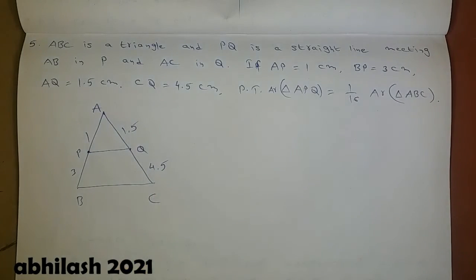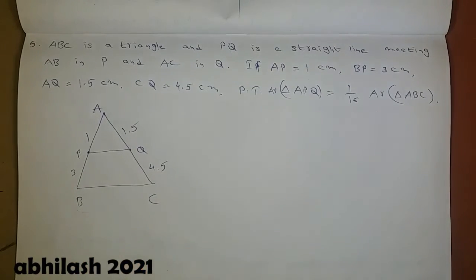Then prove that the area of triangle APQ, that is the smaller triangle, is equal to 1 by 16 of the area of the total triangle ABC. So before going to that, first we need to show that these two triangles are similar to each other, that is the smaller triangle APQ and the bigger triangle ABC, because in the question he nowhere mentioned those two are similar to each other. So to show that, I will take the ratios.